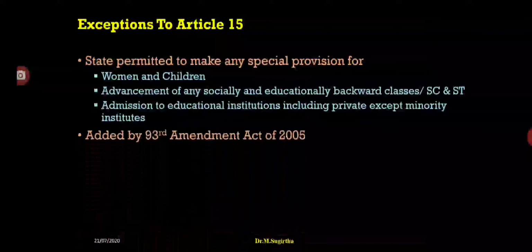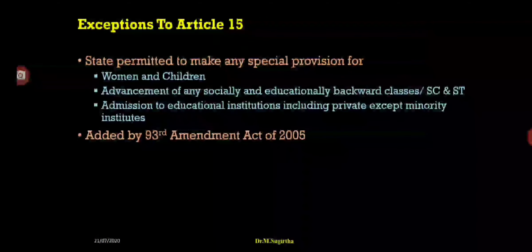Likewise, the state can make special provisions for the betterment of the socially and economically backward sections of the society or for the SCs and STs. Example, provisions regarding admission in the educational institutions, including private institutes, whether aided or unaided by the state. The last provision was added by the 93rd Amendment Act of 2005.